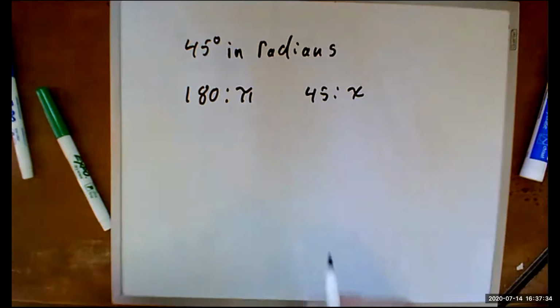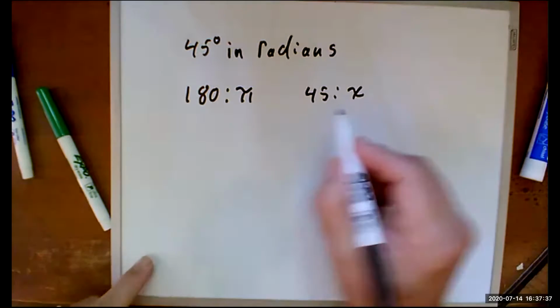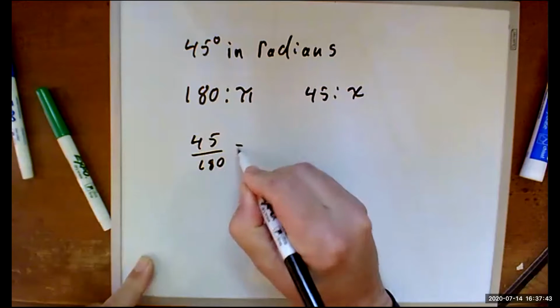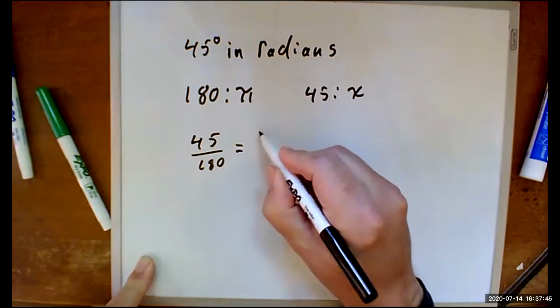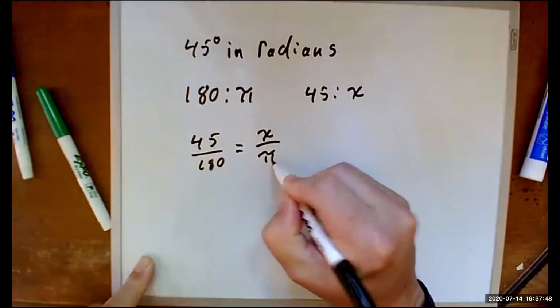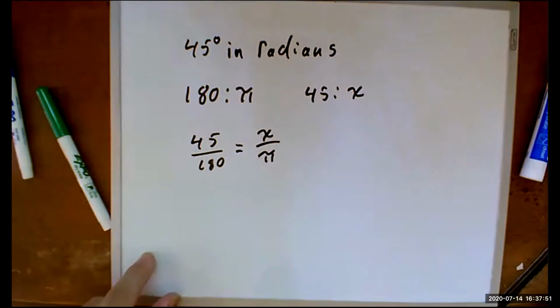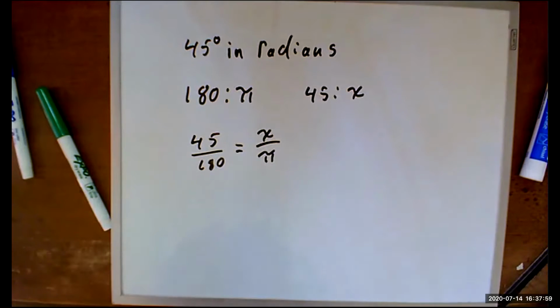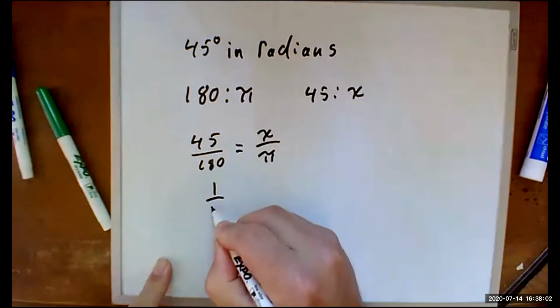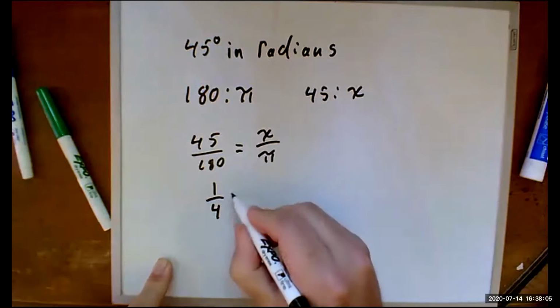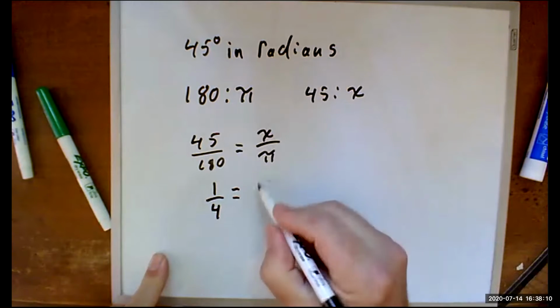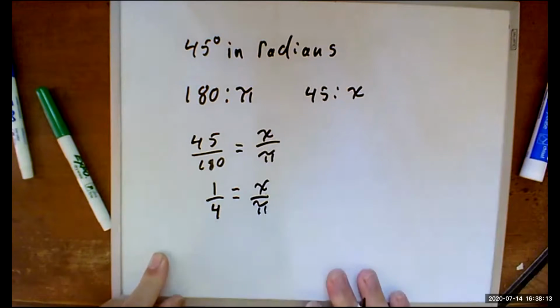Now we're just doing the ratio work that we were doing before. So I'm going to put this side on top. So I'm going to get 45 over 180 is going to be equal to x over pi. Now we do the same ratio work that we've been doing before. The first thing we're going to start by doing is reducing this fraction. 45 over 180 fortunately reduces to a nice easy number. It comes down to 1 over 4. So now we have 1 over 4. Oops, wrong way around. Is equal to x over pi.